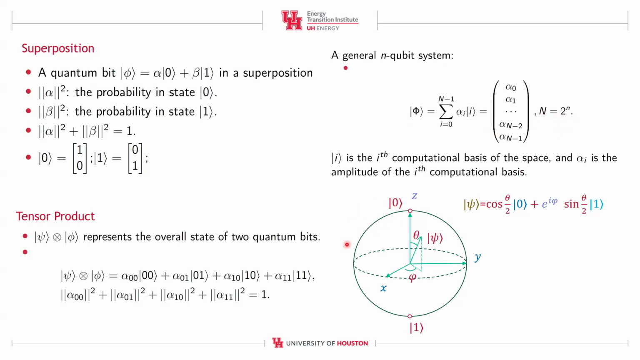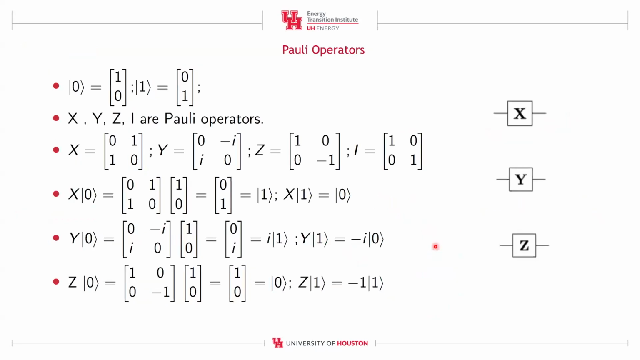Another visualization of the qubit is on this sphere. A single qubit can be represented on this sphere. Once we have a qubit and we use a vector to represent it, the next question is how we operate on them, right? We want to operate on this qubit and evolve the quantum system.